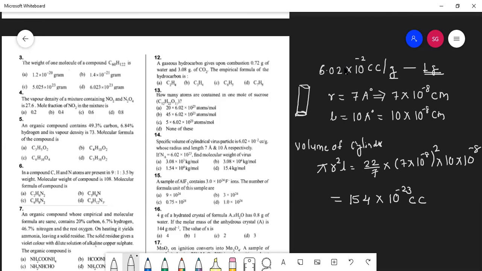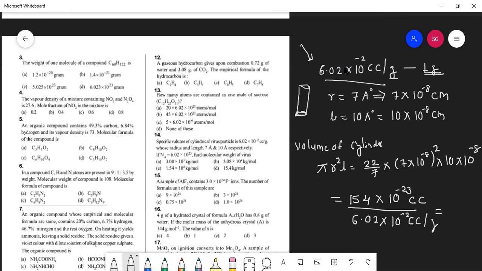But students, upside this is given 6.02 into 10 raised to minus 2 cc. It is the volume of one virus. Total volume of the cylinder is 154. So we'll find out how much virus is there in this much volume. So you need to divide it by 6.022 into 10 raised to minus 2 cc per gram.